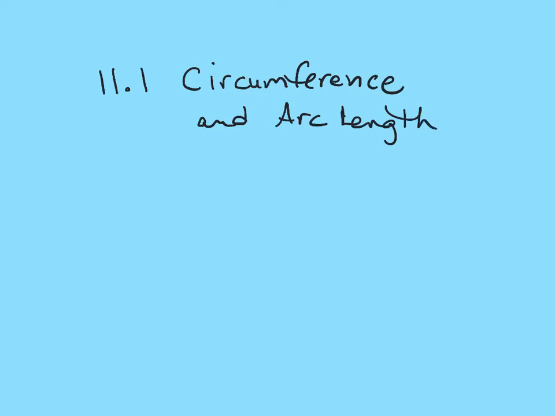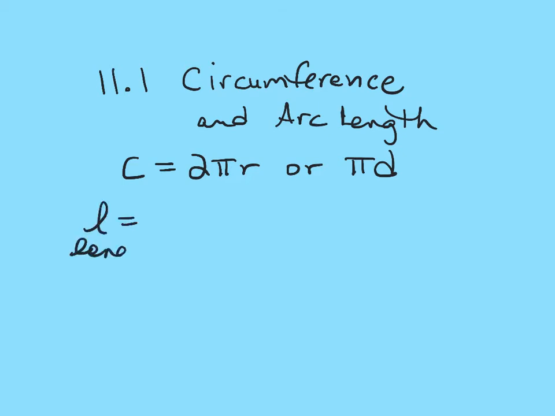So recall that the formula for circumference was 2 pi r, or pi times diameter. The formula to find the length of the arc, and this is if you took a piece of string and you laid it across like a piece of pizza crust and then took it and measured it. That's what we're finding when we're finding the length of the arc.